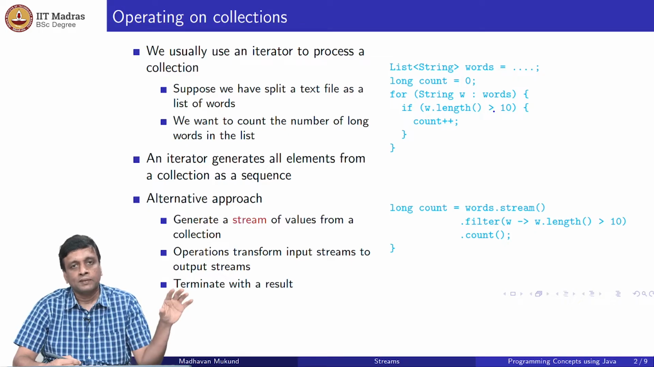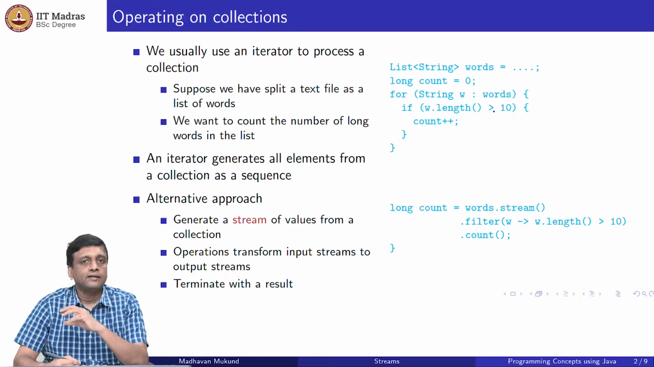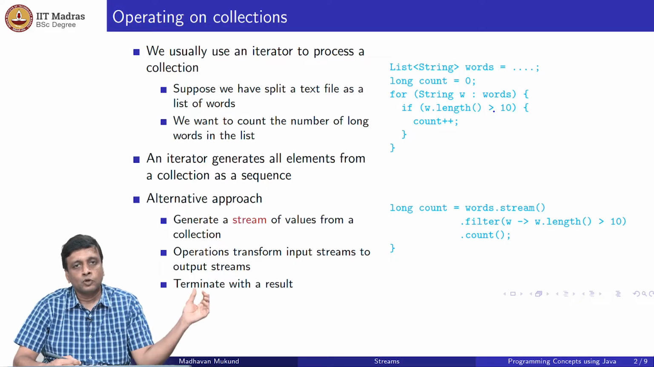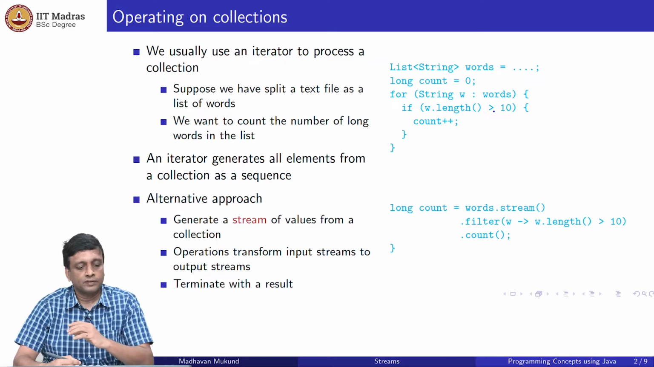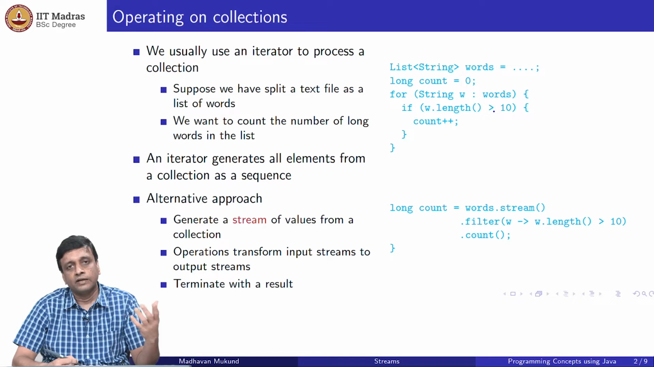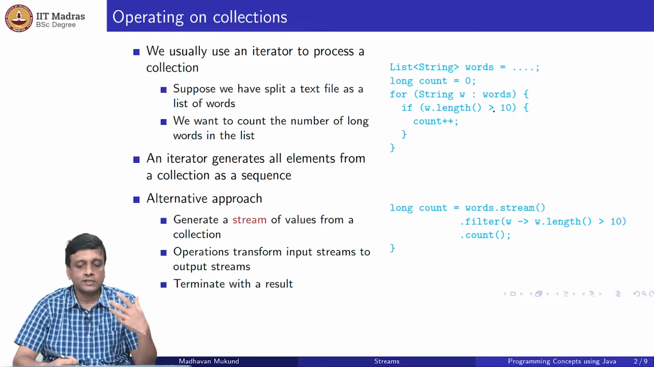In the same way, rather than explicitly going through the collection one element at a time using an iterator, we assume that the iterator is emitting these values to us as a stream. So we write some functions which take these streams as input and process them and produce a stream as output. So this is a different style of processing collections using streams.